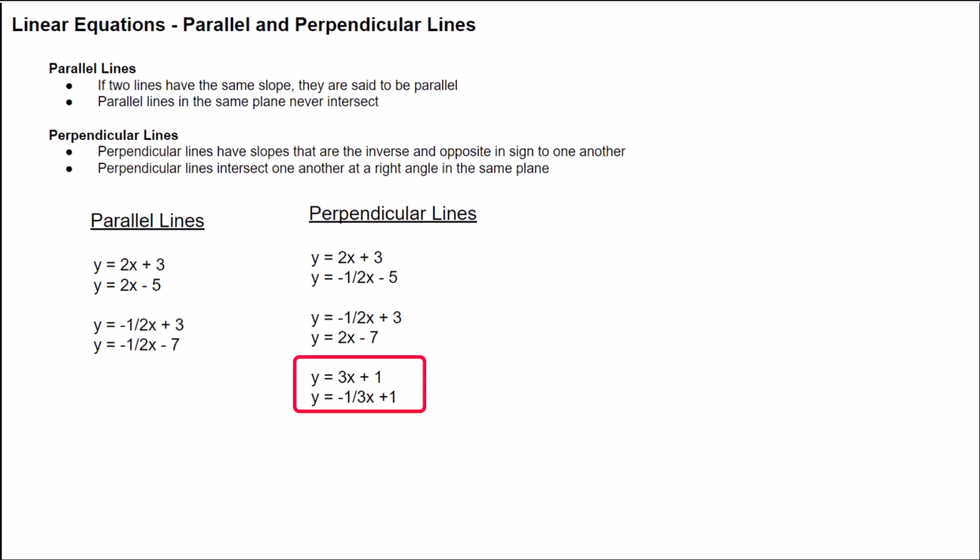Let's take a look at one more example. The slope of the first line here is 3. If you change the sign of that, it becomes a negative 3, and if you flip it, you get 1/3.